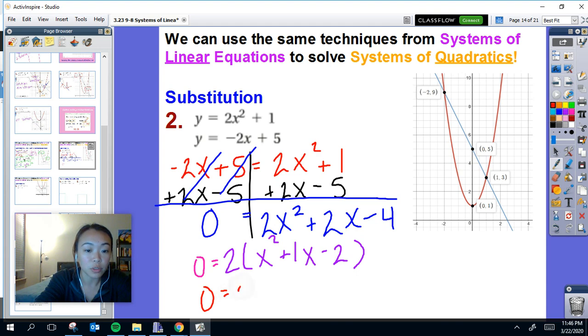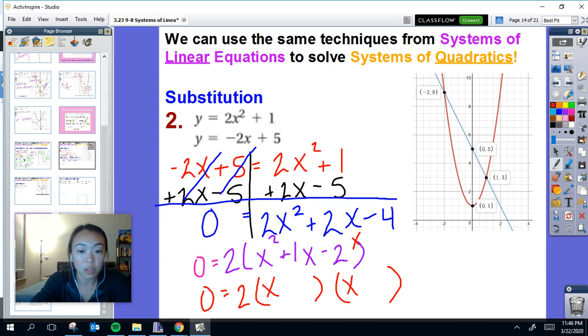So 0 equals 2. I set up two binomials, throw an x in both of them, and what multiplies to equal negative 2, but adds to equal 1? Think about it for a second and put your final answers down.